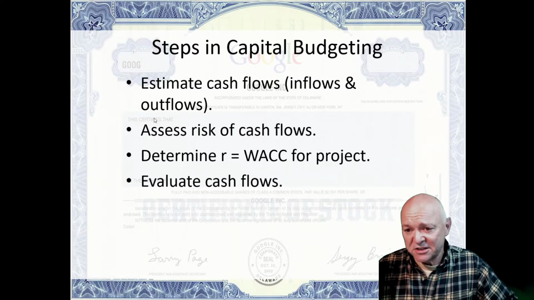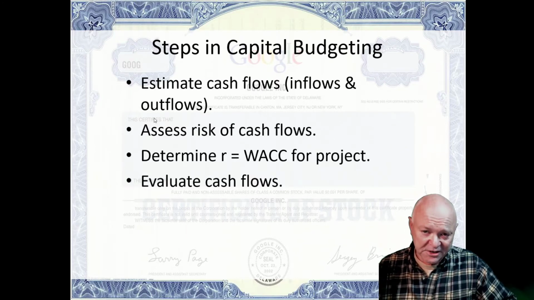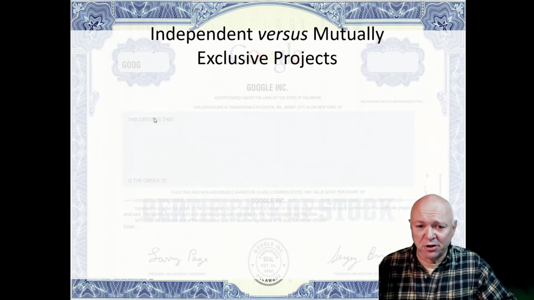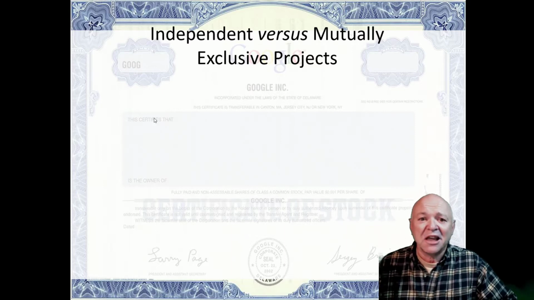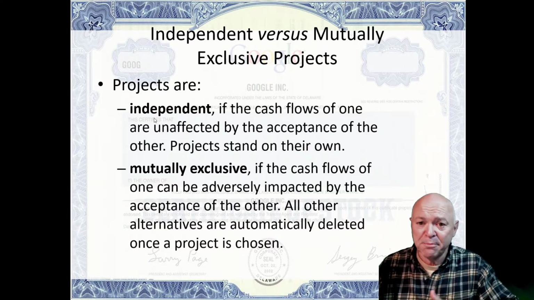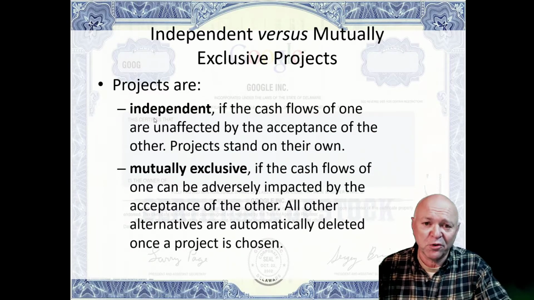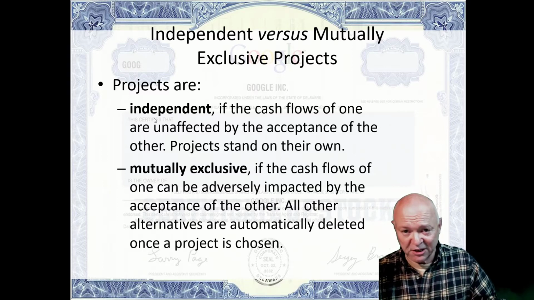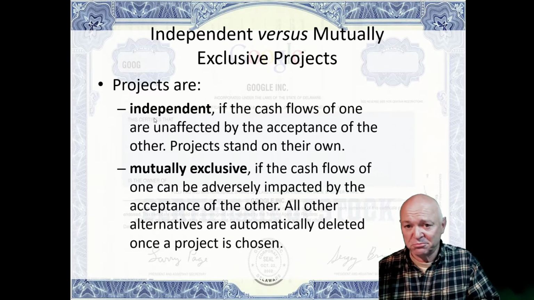Before we get into the steps and the calculation, there are a couple of other things that we need to think about. One of those is the nature of the project itself. Some projects are by their nature independent, and that means that they don't affect the investment in other projects. Independent projects are projects where the cash flow of one particular project is unaffected by the acceptance of other projects. Essentially a standalone project. Mutually exclusive, on the other hand, means that if we go ahead with this particular project, we will no longer be able to do other projects.